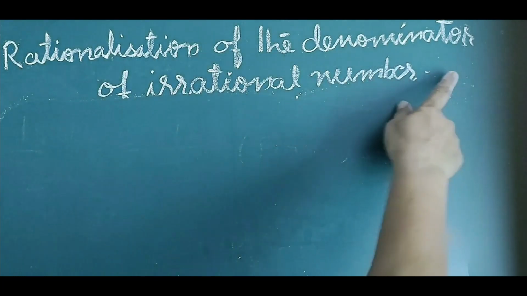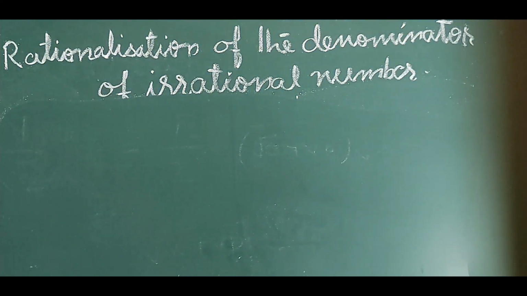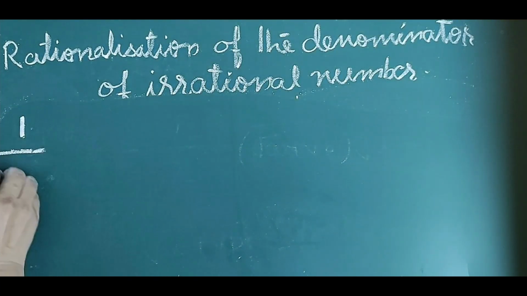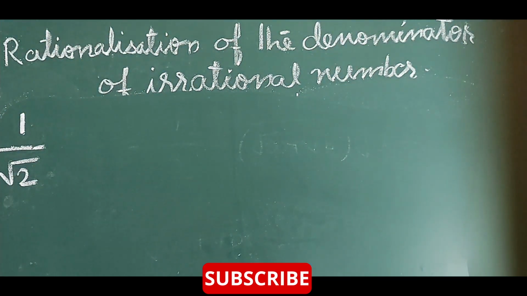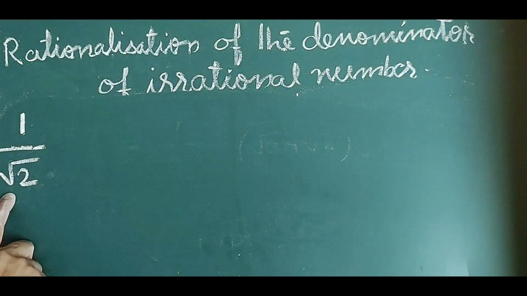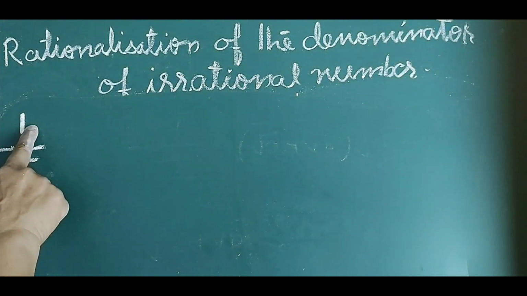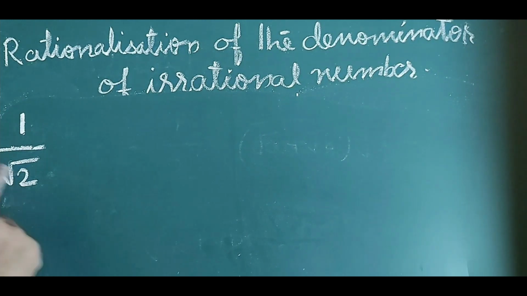Now, rationalization of the denominator of an irrational number. Let us consider an example, 1 by root 2. And we know this is an irrational number having root 2 as denominator. Now, let us see how to rationalize the denominator of this irrational number. To rationalize the denominator of an irrational number, multiply the numerator and denominator with the rationalizing factor of the denominator. And here we know root 2 is the rationalizing factor of the denominator, root 2.